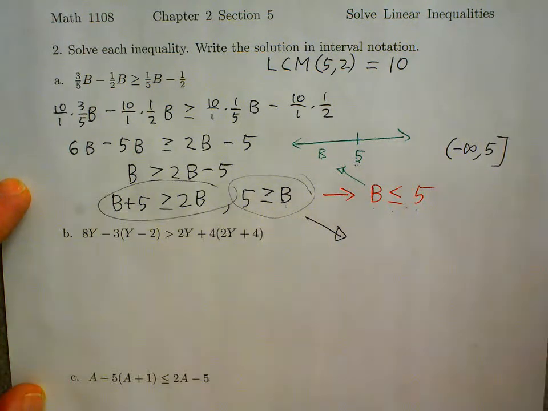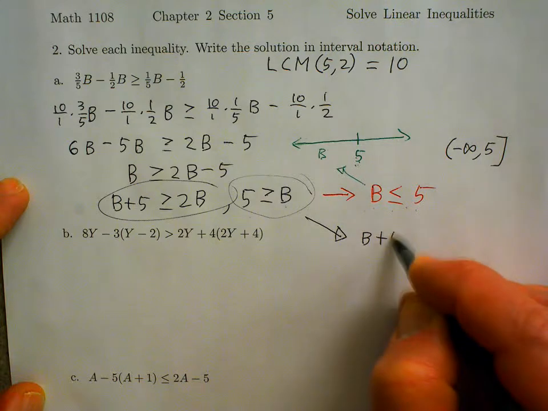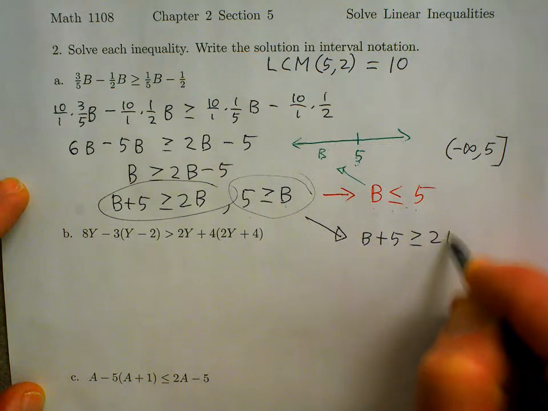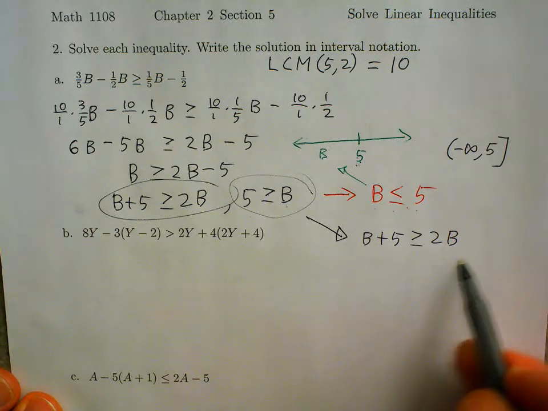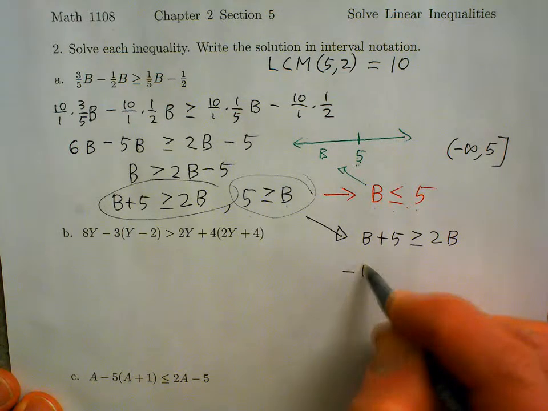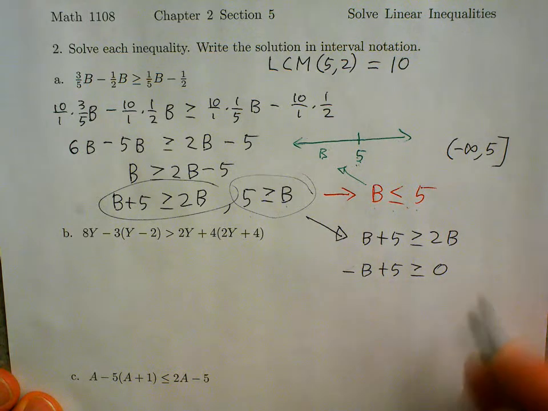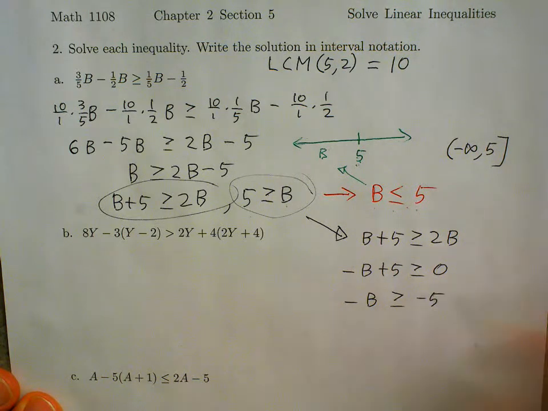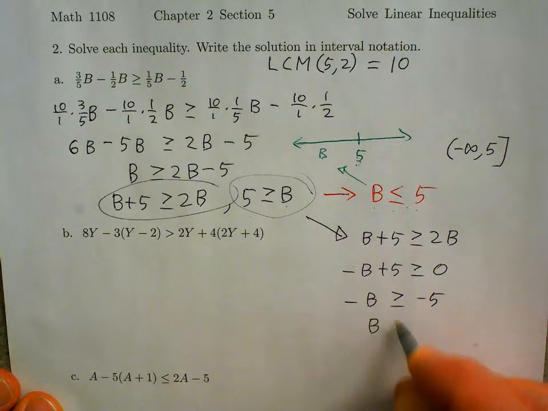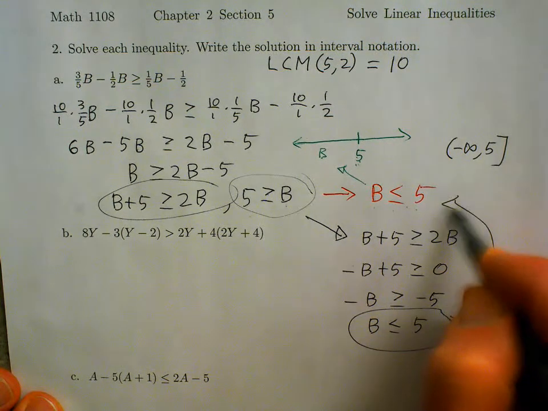I have a few seconds. If we are here, b plus 5 is greater than or equal to 2b. And if instead we subtract 2b from both sides, b minus 2b is negative b plus 5 is greater than or equal to 0. Then subtract 5 from both sides, negative b is greater than or equal to negative 5. And then divide both sides by negative 1, we get b is less than or equal to positive 5. You can do it that way instead if you want.